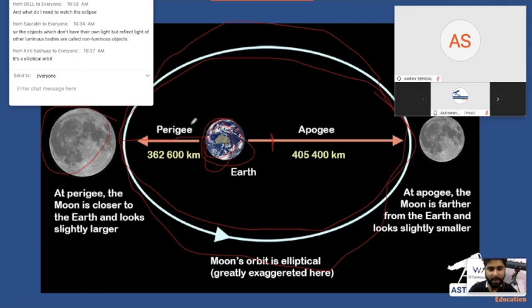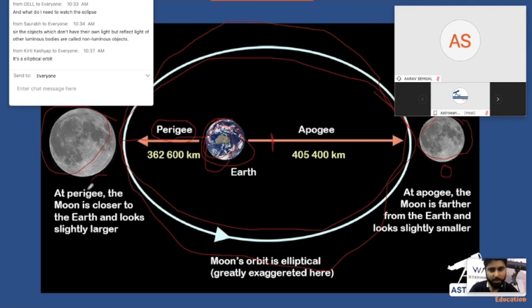So here at this point is called perigee. The closest point on the orbit of the moon, when it's closest to the earth, is called perigee, and it's somewhat 3,62,000 kilometers. And the farthest point of the orbit, that's slightly more than 4 lakh, that is 4 lakh 5,000 kilometers, is apogee, and here the moon looks the smallest, right?